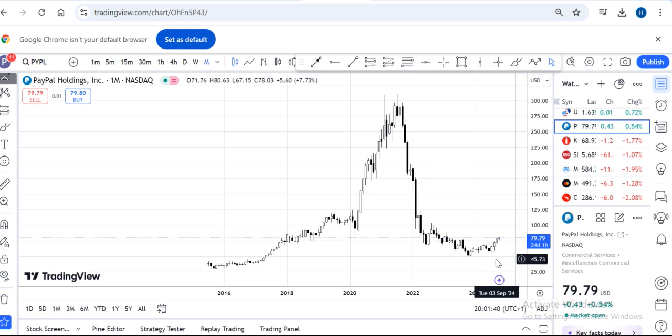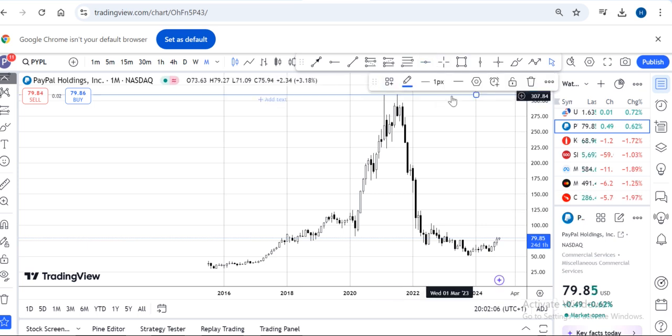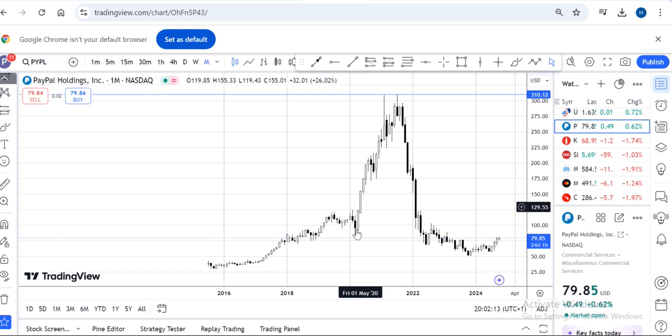This PayPal stock is currently selling for $79, and I bought it when it was around $50. I bought about 20 units, 20 shares of it. So I'm already in massive profit, but I'm intending to hold it until it gets to this point. That's my main goal. And I've calculated how much I'll be making if I'm able to hold it from here to this point.